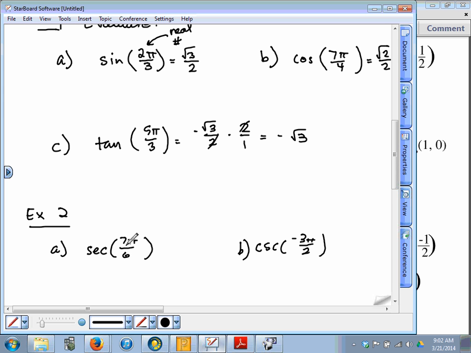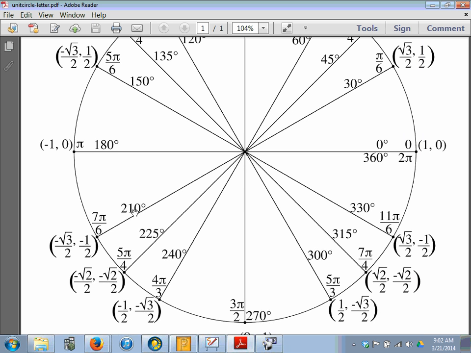Seven pi over 6, remember this represents a real number, but you wrap that real number around the unit circle, and that's equal to the radian measure of 7 pi over 6. So locate 7 pi over 6. 7 pi over 6 is right here.